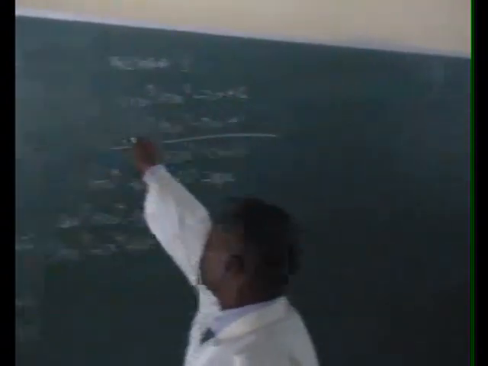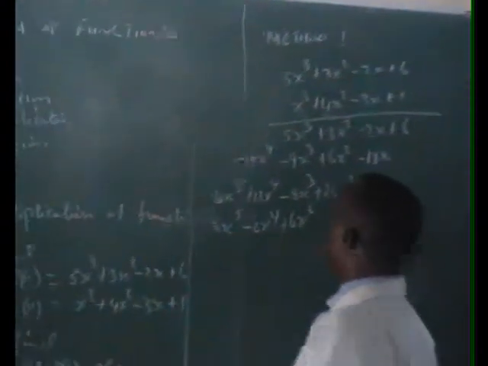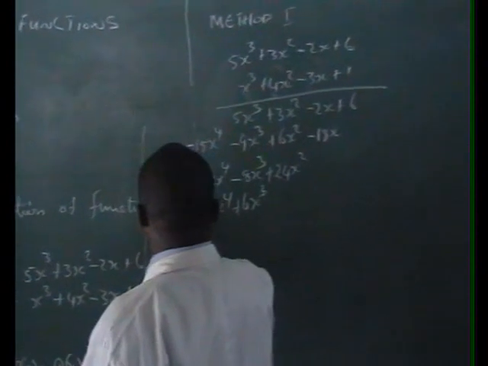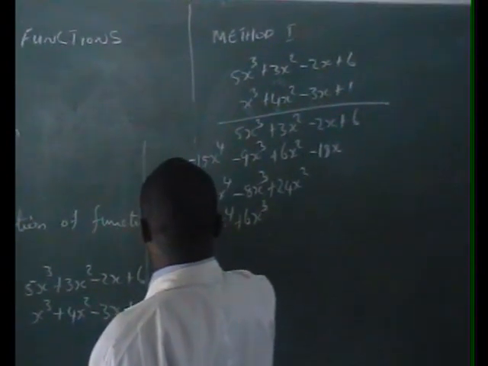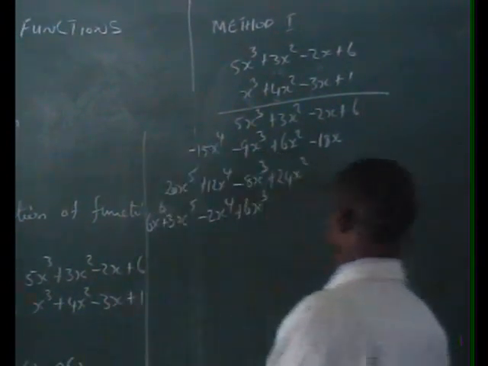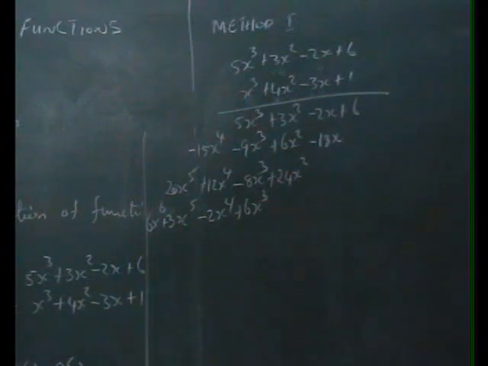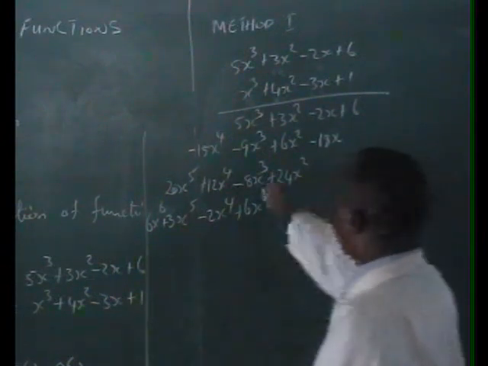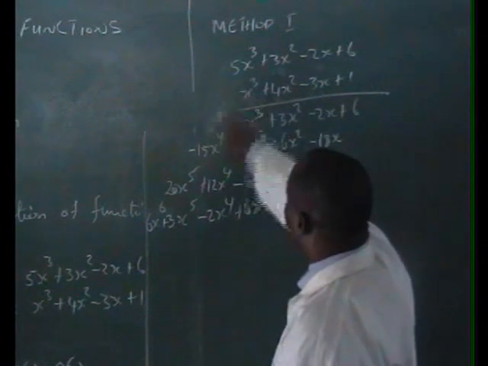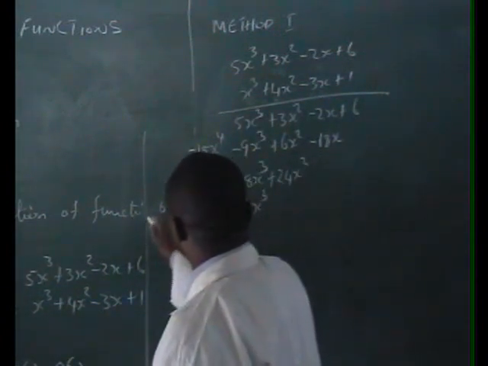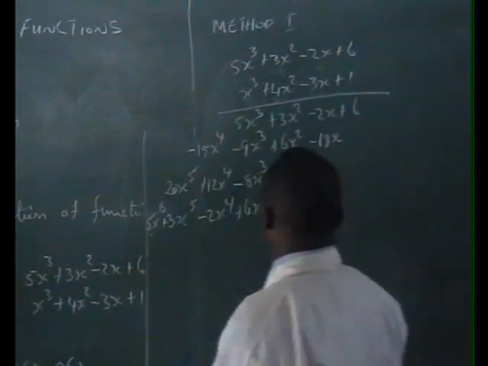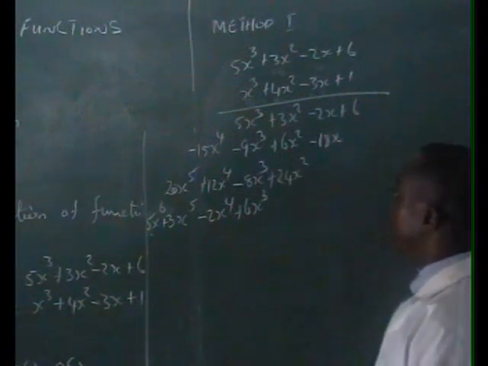X cubed times 5x cubed will give us 5x raised to power 6.